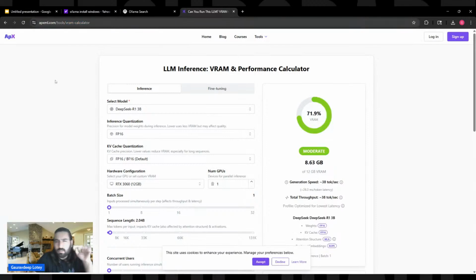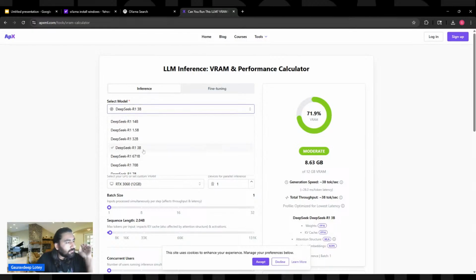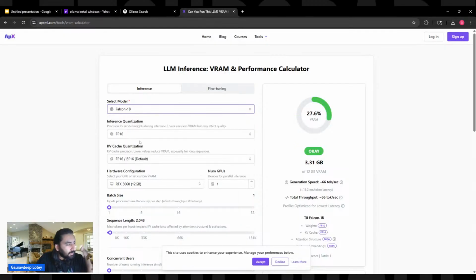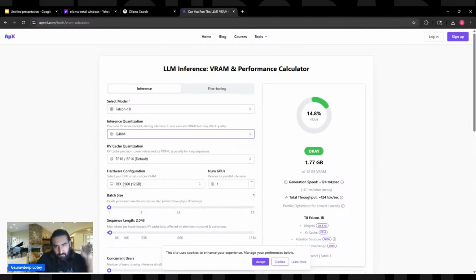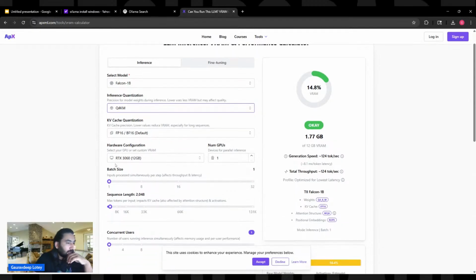apxml.com/tools/vram-calculator, for all the questions which have come up now, like, this is my configuration, this is my RAM, this is my GPU, can I run it? For inference, you have to start from a 3 billion or 1 billion model. Let's take Falcon 1B. Use Q4_K_M. This is like a quantized model. Okay? We'll not discuss what it is. And from here you will find out you will need 1.77 GB to run this model.